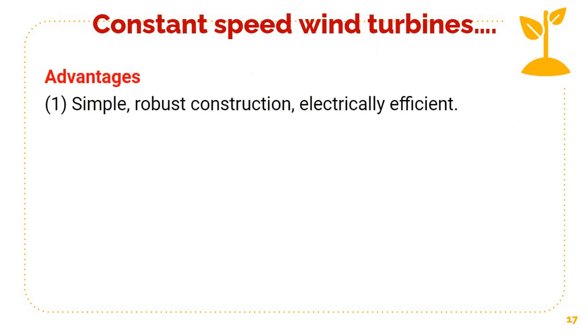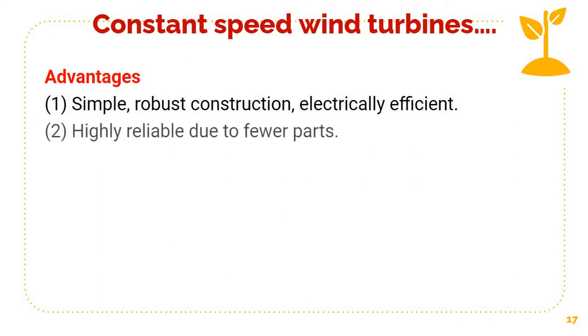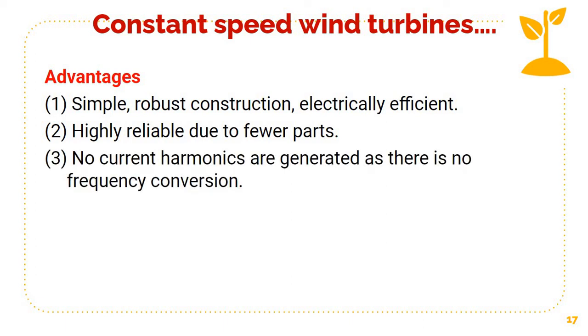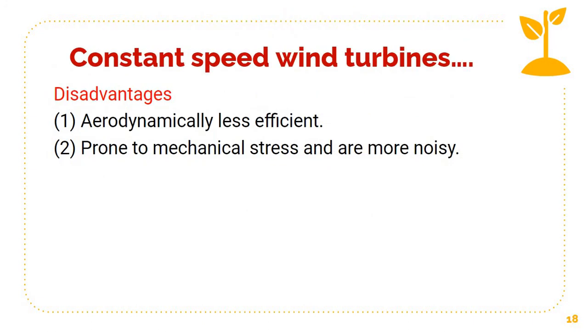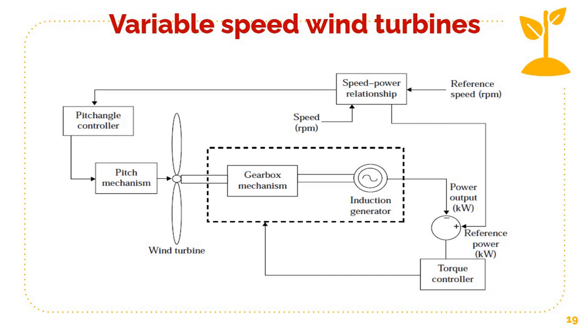The advantages of constant speed wind turbines are that they are very simple, have very robust construction, and are electrically efficient. They are highly reliable because there are only fewer parts. No current harmonics are generated, and there is no frequency conversion. The capital cost is low as compared to a variable speed wind turbine. The disadvantages are that they are aerodynamically less efficient, prone to mechanical stress, and more noisy.